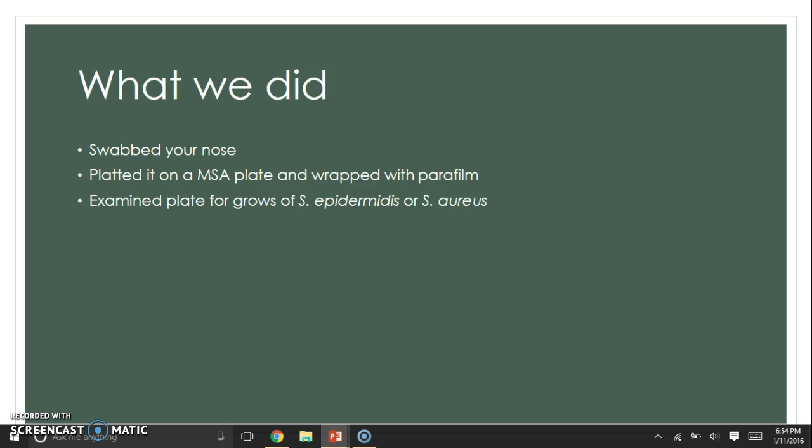What we did in this lab was we swabbed our noses, right? So swabbing from the environment, and then we plated it on the MSA plate and wrapped it in parafilm, and we allowed it to grow. And we examined the plate, and if you have a yellow plate at the end of it, then you probably have Staphylococcus aureus because it underwent fermentation. If it has a red plate at the end of it, then it probably means you have Staphylococcus epidermidis from the lack of fermentation products.